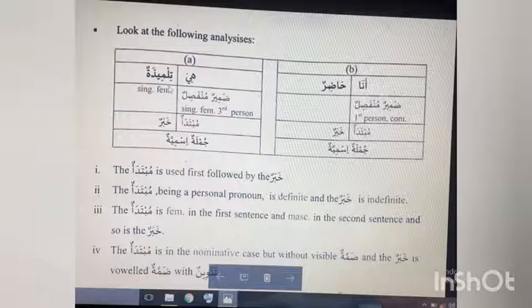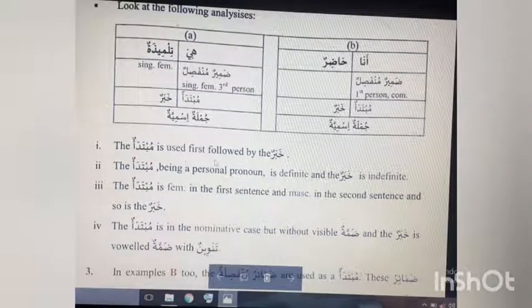So here tilmiza is jumla ismiya, ana hazir is jumla ismiya. Why? Because it begins with a noun, and that's a pronoun. Now see, the mubtada is used first, followed by the khabar, okay? The mubtada being a personal pronoun is definite, and the khabar is indefinite. Now see, "tilmizatun hazirun". We see khabar, predicate is what? Indefinite. It is indefinite in both sentences.